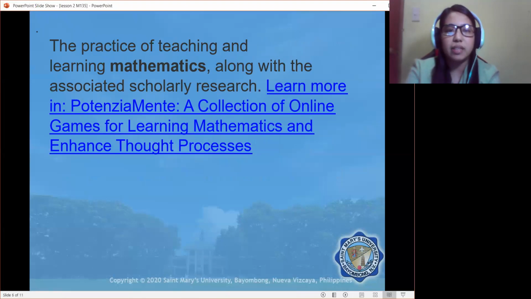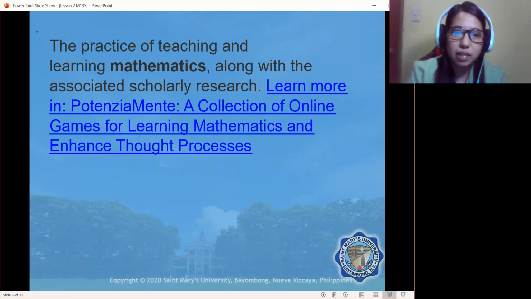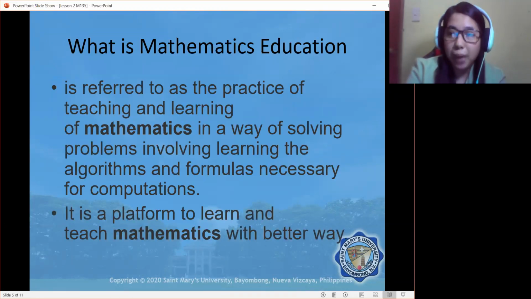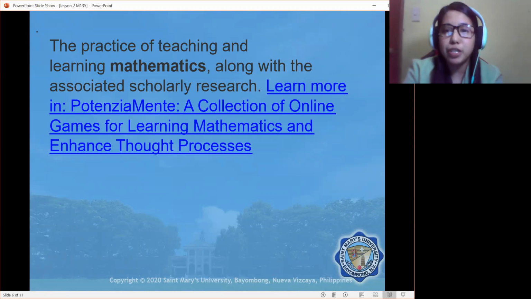Aside from this definition, we also have another definition. It is the practice of teaching and learning mathematics along with associated scholarly research. We have here a link to learn more, where we can study a collection of online games for learning mathematics and enhanced thought processes. In connection with the given definition, it is a platform to learn and teach math in a better way, and that better way could be using online games also to learn mathematics.